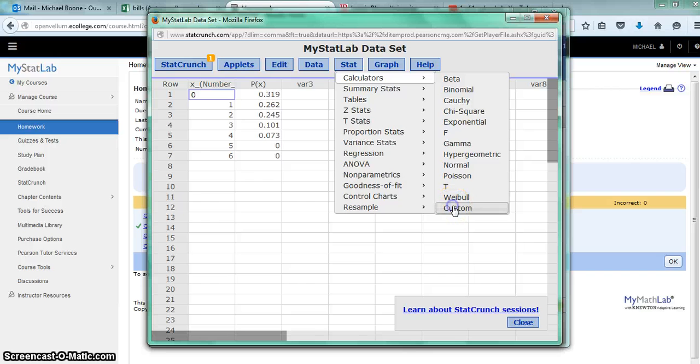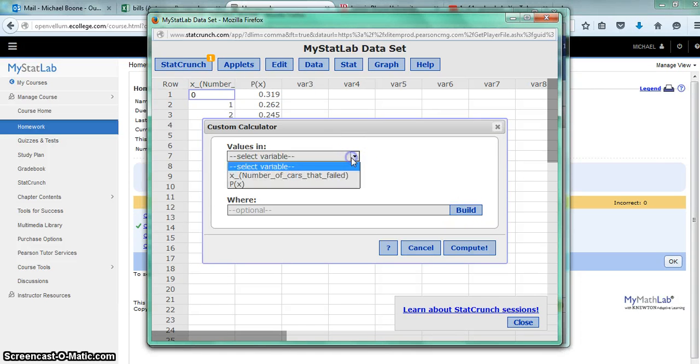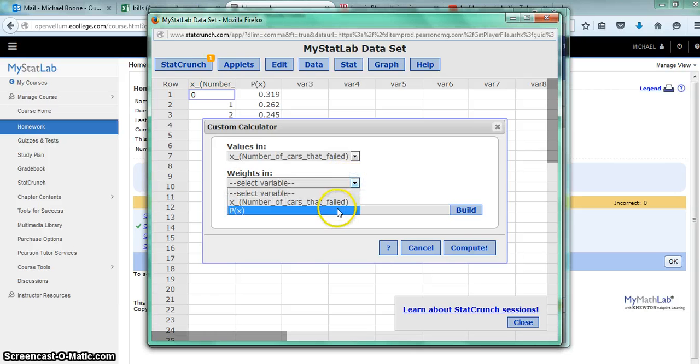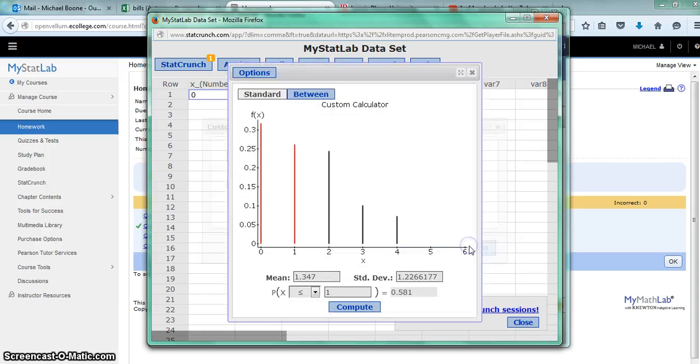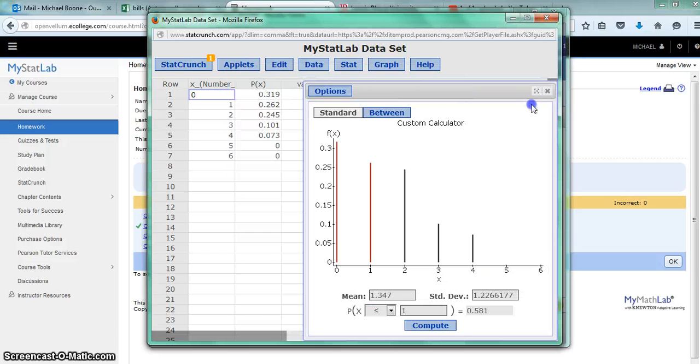So that means we can do a custom calculator. So we have our number of cars that failed as our values, and then the weights are the probabilities. And so it found us our mean and standard deviation. If you wanted to do this by hand, it's not that tough. It's just taking this value and multiplying it by this one, multiplying it by that one, and so on all the way down, and then you add all those products up. Again, StatCrunch will find us our mean and standard deviation pretty nicely.